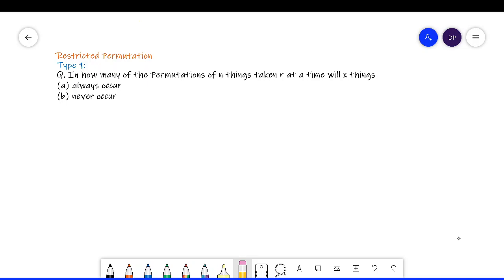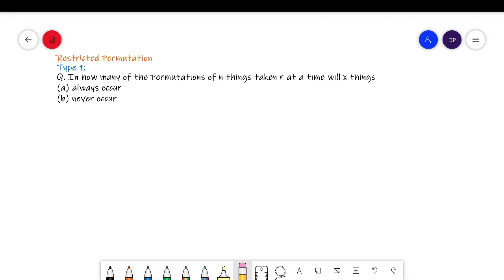Hello, in this tutorial we'll look at restricted permutations. We know that permutations means arrangement of things. When we put restricted in the front, meaning there is a certain restriction put when arranging the things, or we also say some conditions are applied while arranging the things. Restriction means some conditions are applied while making the arrangement of things.